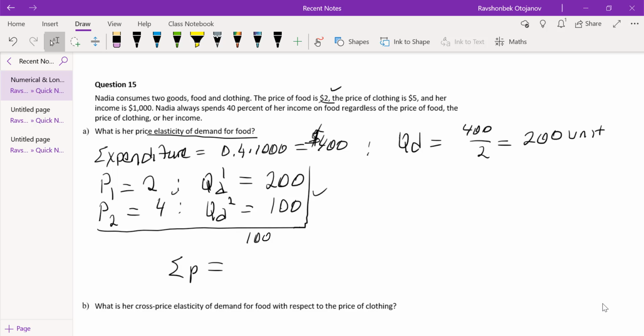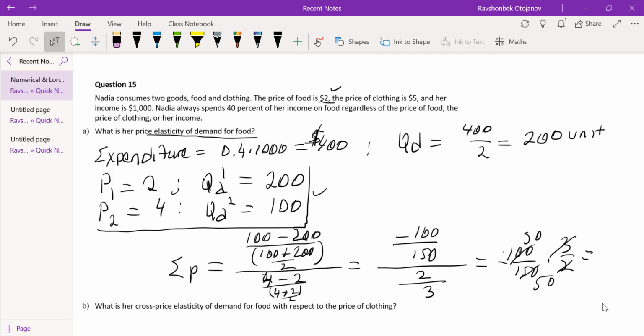So it is 100 minus 200, quantity 2 minus quantity 1, over the average of the two, 100 plus 200 over 2, divided by the price change, P2 minus P1, which is 4 minus 2, over the average, 4 plus 2 over 2. And it's exactly 1. So this is a unitary elastic demand.